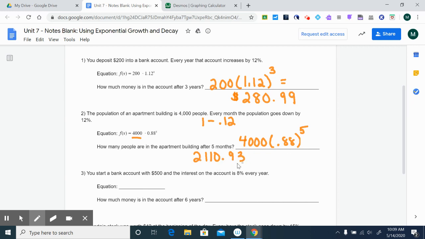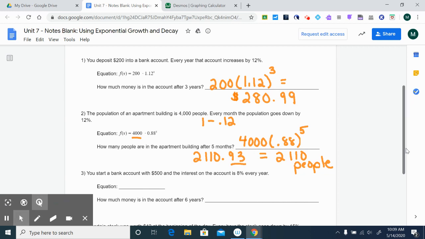Technically, since it's people, we probably should round this a little bit. Technically, it's going to be less than 2,110.93, so this would round up to 2,111, but it's really less than that. So I would just say it's 2,110 people. We can round to the nearest person, but we don't want to round this up because it's less than 2,111, and we can't have 0.93 of a person.